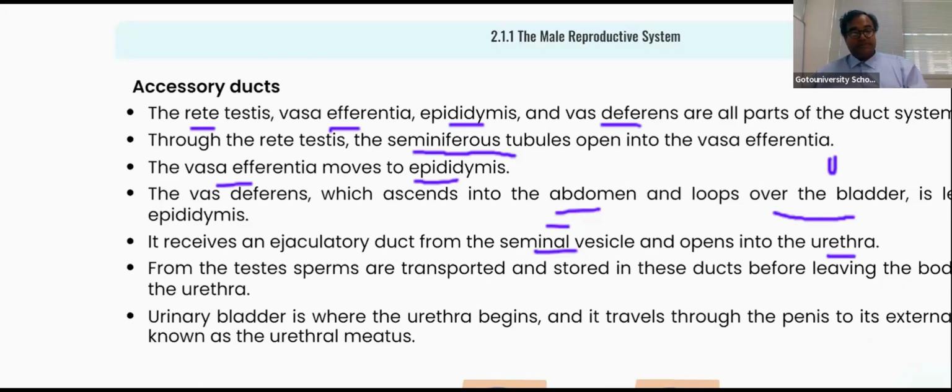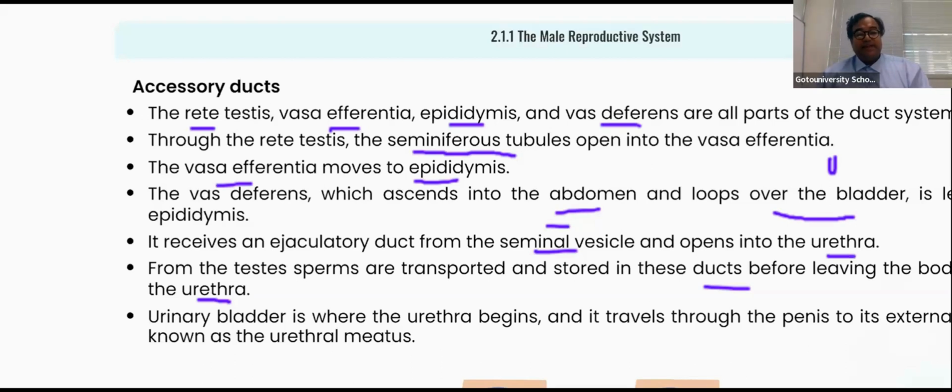Sperms are transported through the duct, and it reaches the urethra. This urethra is a common passage. When a male is urinating through the urethra, urine will pass through. If the male is having copulation, at that time sperm will pass through the urethra. Based on these two possibilities, we call the urethra a urinogenital tract. The reason is that urination also happens, and sperm mobility also happens, right?